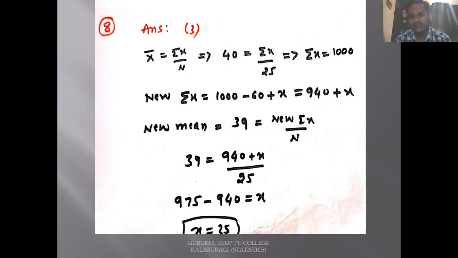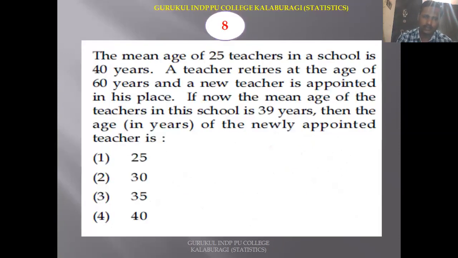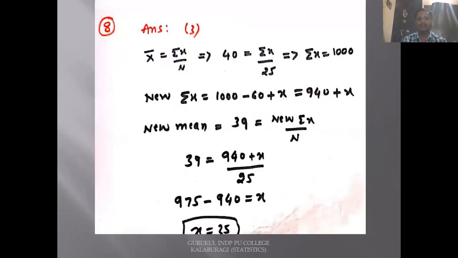The new mean is given, that is 39. After appointing a teacher, the new mean age will be equal to 39 years. So the new mean is 39, new summation of x divided by n. So 39 equals 940 plus x divided by 25. If we cross multiply, we get 39 into 25 is 975. That 940 comes to this side and becomes minus 940, equal to x. So the new teacher who is appointed has age equal to 35. So the third option will be the right answer for this question.